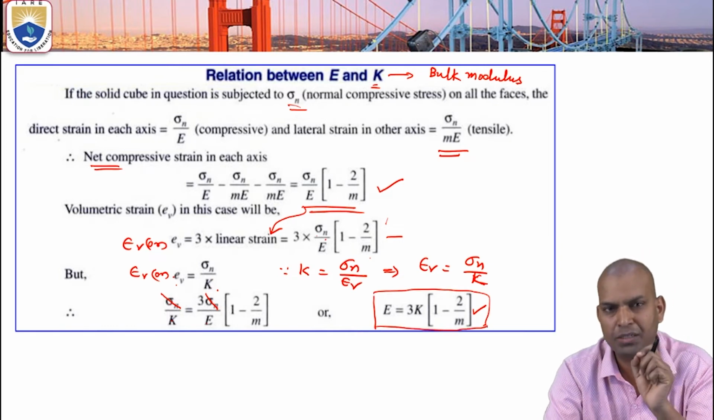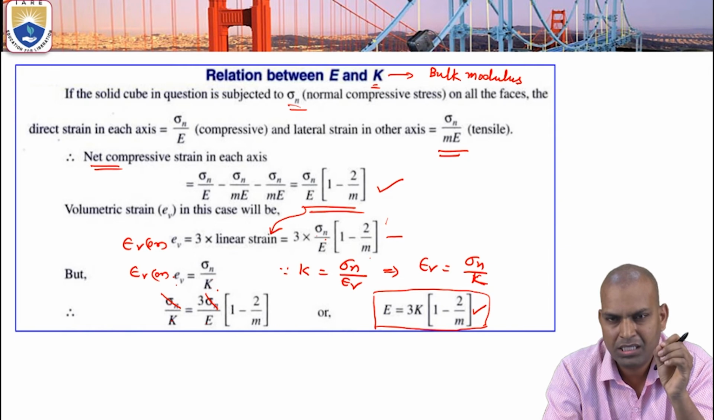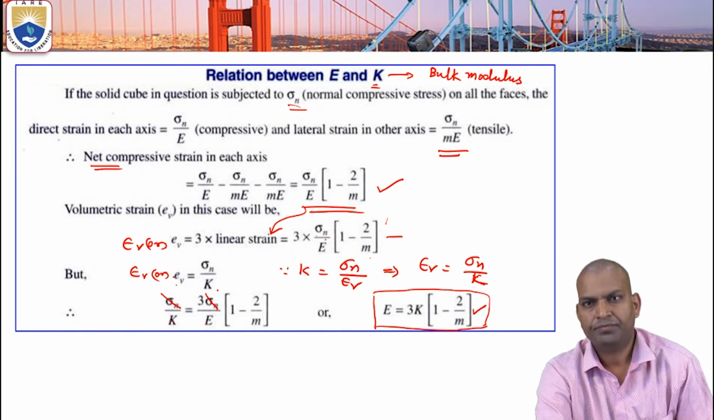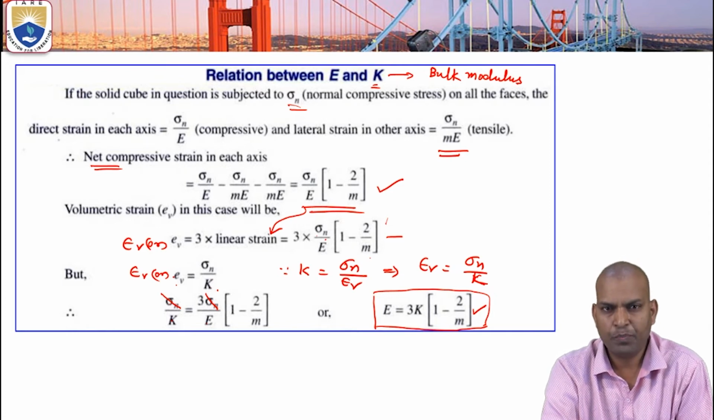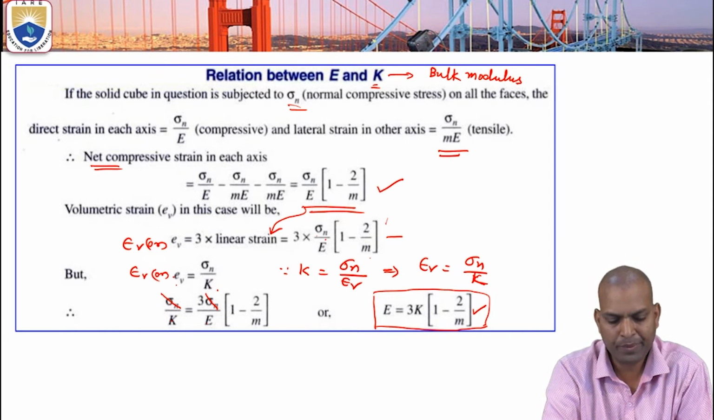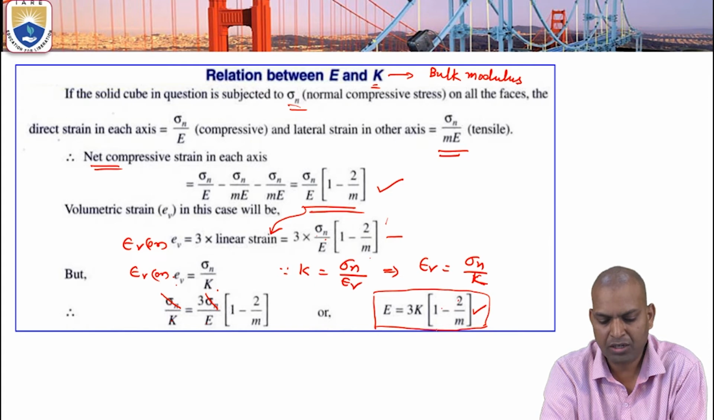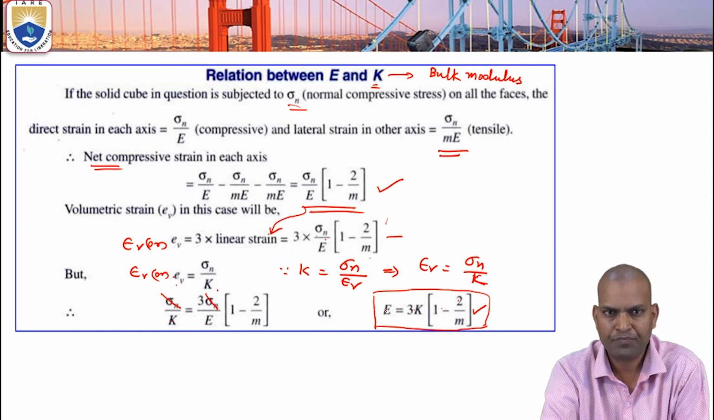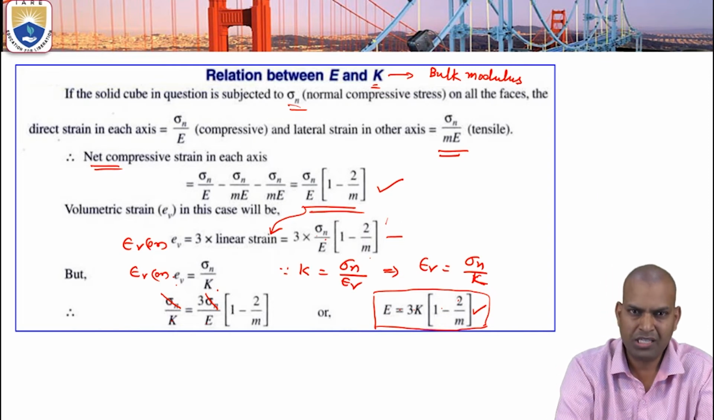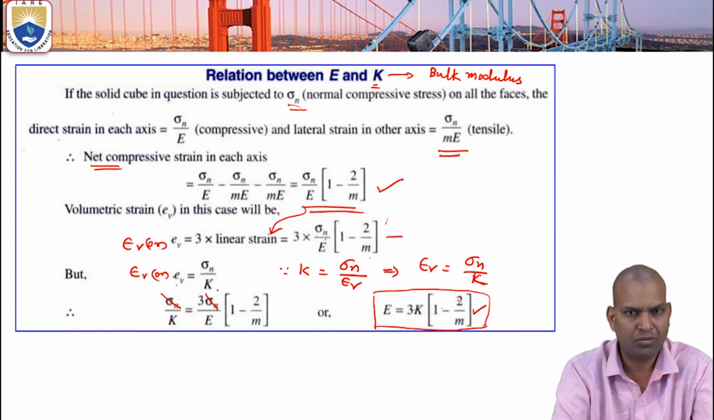This is the relation between E and K. So here, what is the proportionality? If we interpret the relationship between E and K, here 1 minus 2 by m is a constant. 3 times 1 minus 2 by m is constant. Then E is directly proportional to K. When modulus of elasticity increases, the bulk modulus also increases.